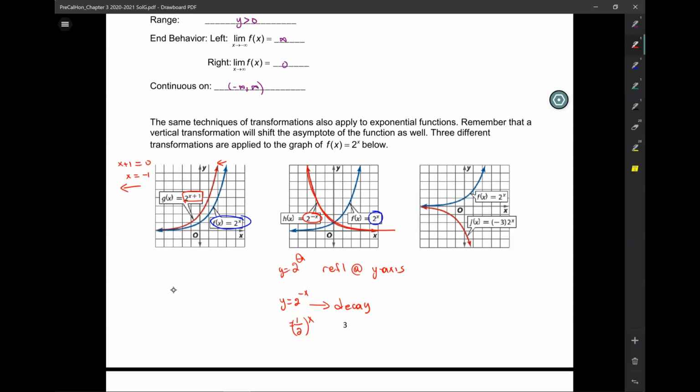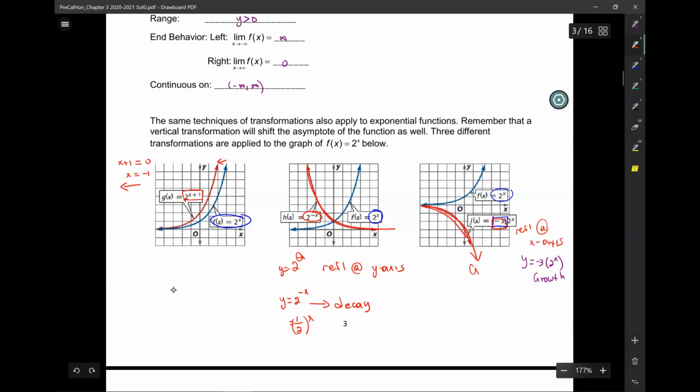Next, here I have 2 to the x. And now if the coefficient in front becomes a negative, now it's a reflection around the x-axis. Okay. So now here is the question. This is now -3 times 2 to the x. Look at the equation. This is still an equation for growth, okay? And now look at the graph. Most students will look at this red graph and say, oh, it's going down, it's decreasing, it must be decay. No, this is still growth.